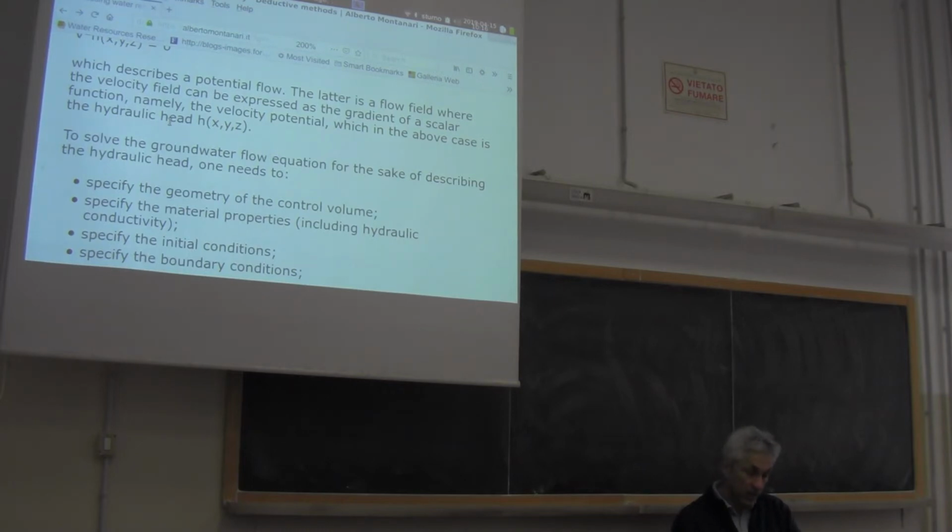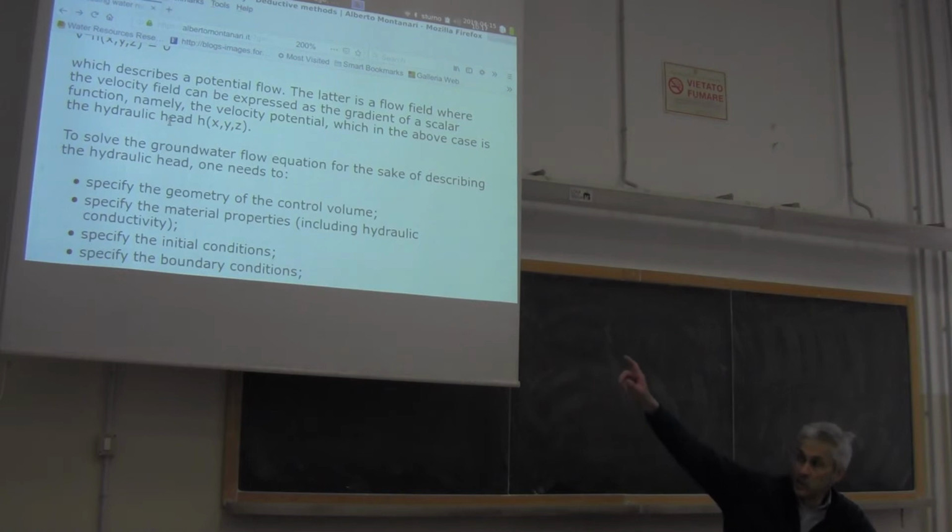Because, again, when I apply Darcy's law in the groundwater flow equation, I refer to a volume of infinitesimal size. But when I integrate, I have to sum over many volumes of infinitesimal size, which can be characterized by different hydraulic conductivities. And therefore you see that the second item that I need to integrate the equation is specify the material properties, including hydraulic conductivity. And then I have to specify initial and boundary conditions, as in any integration problem.